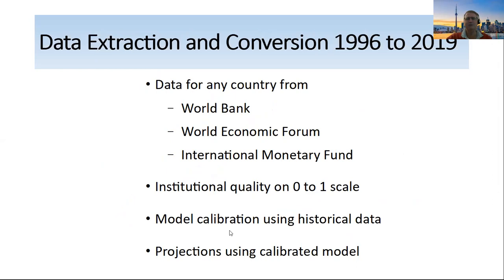We were fortunate enough to collect data for 1996 to 2019. We got this data from the World Bank, the World Economic Forum, and the International Monetary Fund. This was in many different scales, but we converted it all to a 0 to 1 scale, where 1 is a perfect institutional quality and 0 is perfect neglect of the institution. Then we took this data and we calibrated our model to get a good match to the historical data. Then we used the calibrated model to project into the future if nothing changes. We also used the calibrated model to consider policy implications or policy changes that could improve the control of corruption.